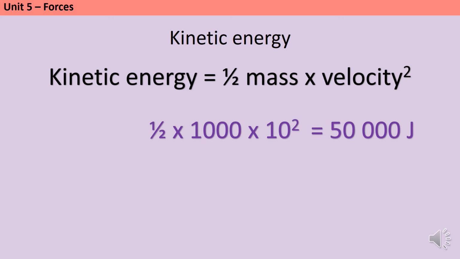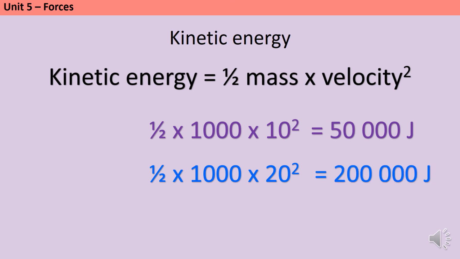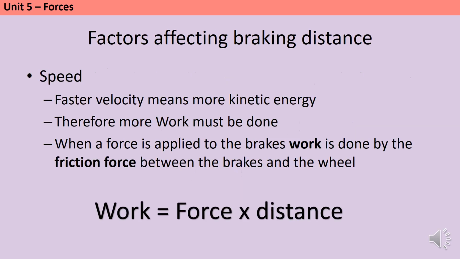If that same car then moved at a velocity that was doubled, so 20 metres per second, then it would have 200,000 joules of kinetic energy. By doubling the velocity, we've quadrupled the amount of energy that that object has. So objects that are moving at a faster velocity have more kinetic energy. That means that in order to slow them down, more energy has to be transferred, which we can also describe as more work being done.